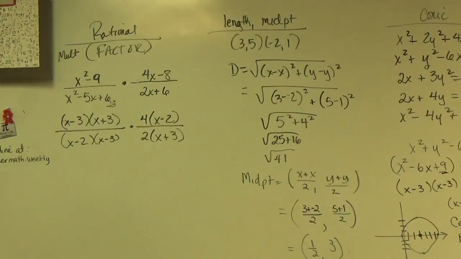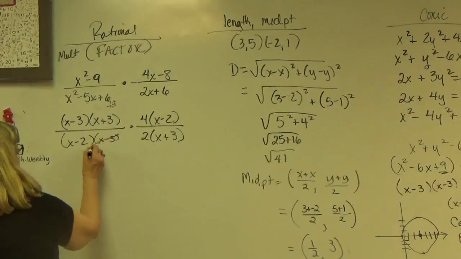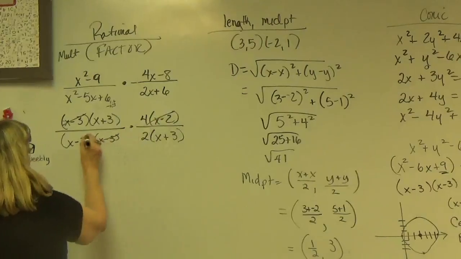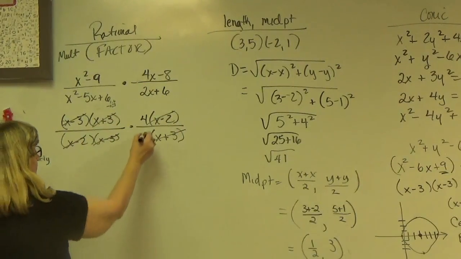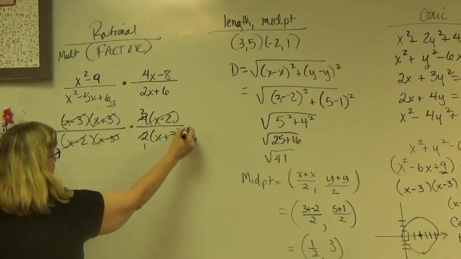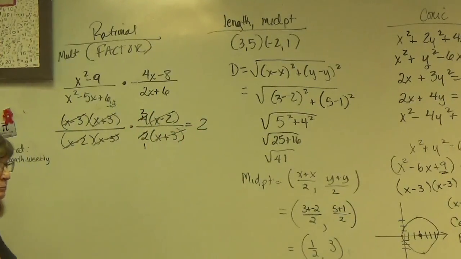Now, once you have it factored, then you can cross cancel. So what can we cross cancel out? X minus 2, x minus 3, x minus 2, x plus 3, and 2 goes into 4 twice. So it looks like pretty much everything canceled. So we had good practice there on that one. So key is factor, and then once you factor, then you can cancel.